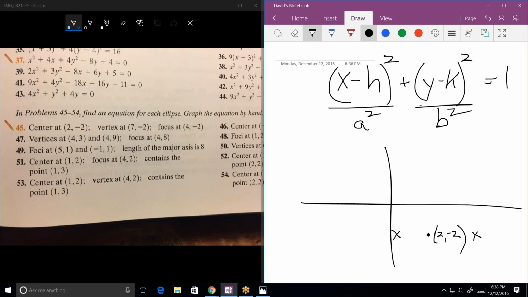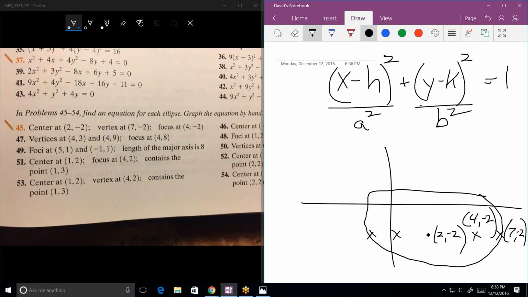Yeah, the foci and the vertices are going to be there and there, so it's got to be horizontal, because the center, the foci, and the vertices all lie on the same line. If they were all lined up vertically, then I would know it was a vertical ellipse. Since they're all lined up horizontally, I know it's a horizontal ellipse. The vertex they're telling us is at 7 comma minus 2, and the foci they're telling me is at 4 comma minus 2.